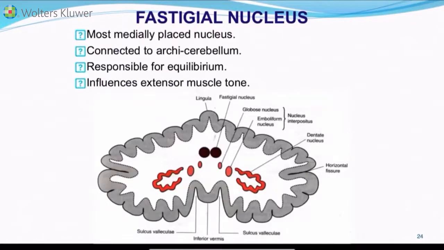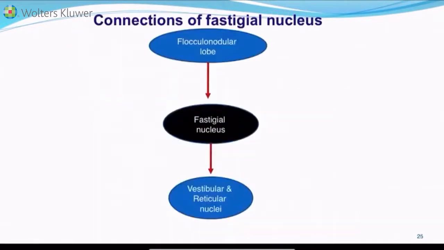The last nucleus now, fastigial nucleus, most medially placed nucleus, very close to midline, connected to archicerebellum, responsible for equilibrium, influences extensor muscle tone. So you can make out the fastigial nucleus close to midline as a medium big sized black color nucleus. The crumpled bag on the lateral most is your dentate nucleus, close to it is emboliform and very small is globose nucleus. So these are the deep cerebellar nuclei or intracerebellar nuclei.